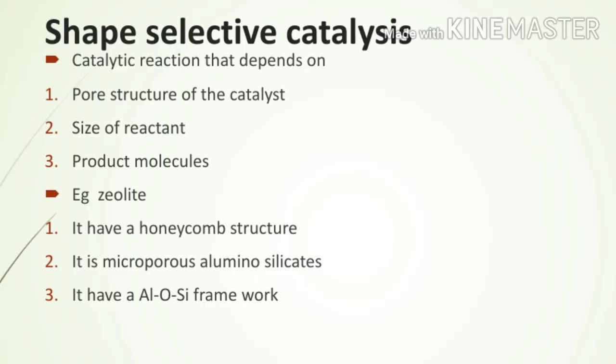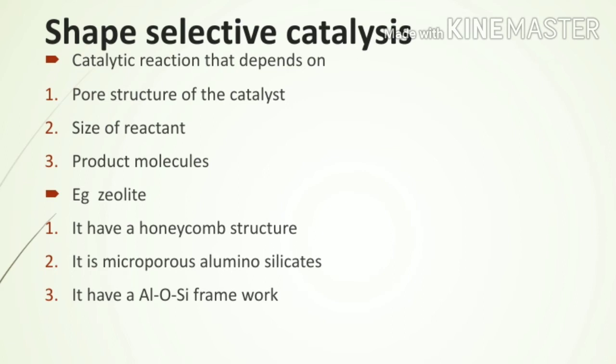Next, we can study shape selective catalysis. What does shape selective catalysis mean? A catalytic reaction that depends upon the pore structure of the catalyst and the size of the reactant and product molecules is called a shape selective catalyst or shape selective catalysis. For example, zeolite.